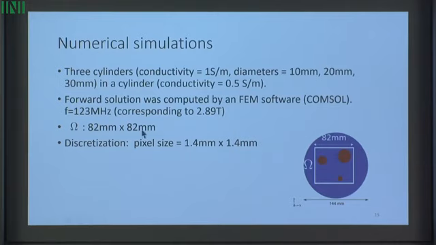And ρ is this square domain with a side length of 82 millimeters. We discretize this domain where the pixel size is 1.4 millimeter by 1.4 millimeter. This is the usual spatial resolution of an MRI device.